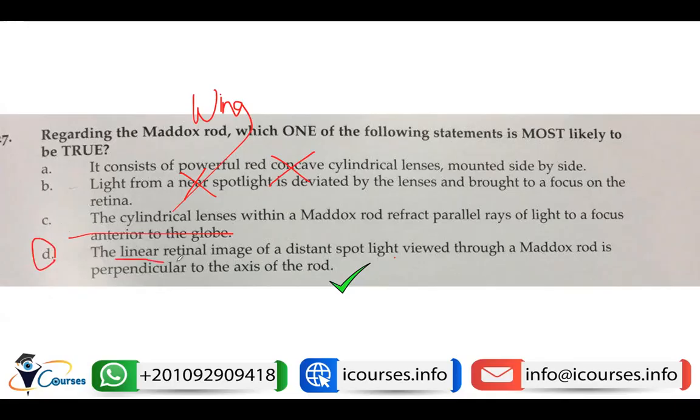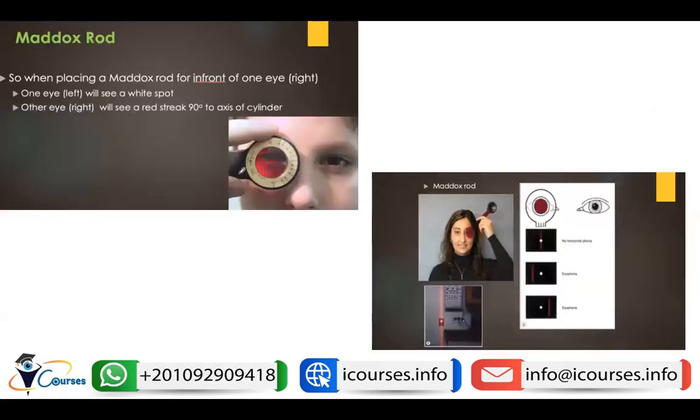As you can see here, this is contradicted by the second one. It produces a linear retinal image, so it is focused on the retina, not anterior to the globe. The linear retinal image of the distant spotlight viewed through the Maddox rod is perpendicular to the axis. This is correct. So this means that if we place the Maddox rod vertically, what we see is a horizontal line. And if we place the Maddox rod horizontally, what we see is a vertical line like this. So the retinal image is perpendicular to the axis.